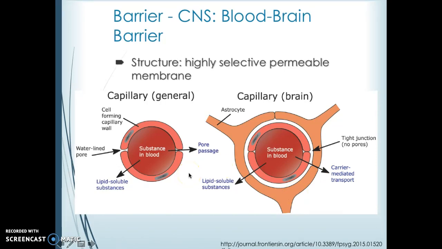Whereas if you look at a standard capillary, there's going to be a lot more open, available pores. Lipid-soluble substances can move much more easily because there's less layers, but the things that get through here, through the blood-brain barrier, are going to be things like very small carrier-related items as well as highly lipophilic drugs.